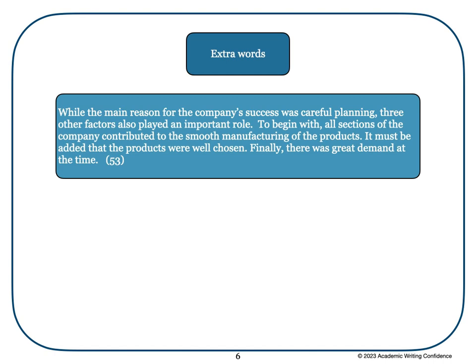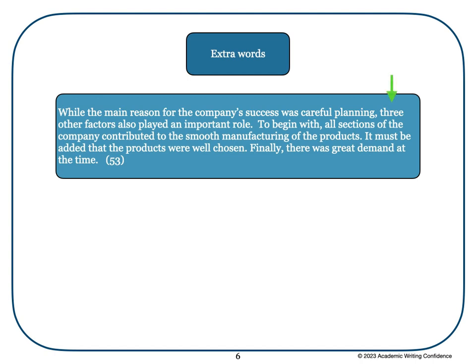While the main reason for the company's success was careful planning, 3 other factors also played an important role. To begin with, all sections of the company contributed to the smooth manufacturing of the products. It must be added that the products were well chosen. Finally, there was great demand at the time. We have 53 words in this part of an introduction paragraph of an essay.